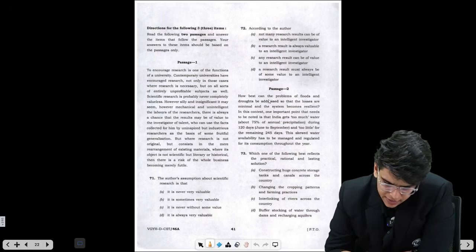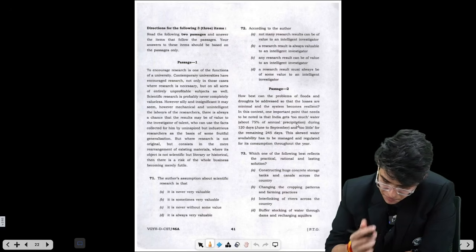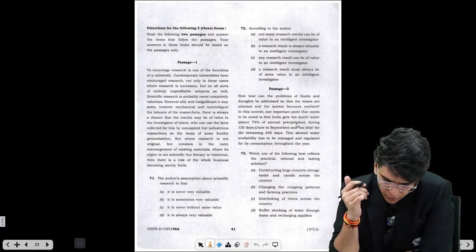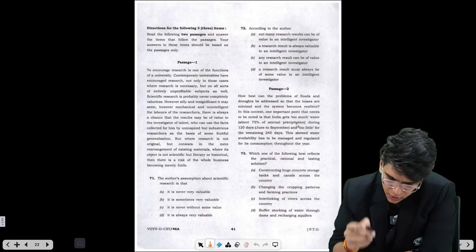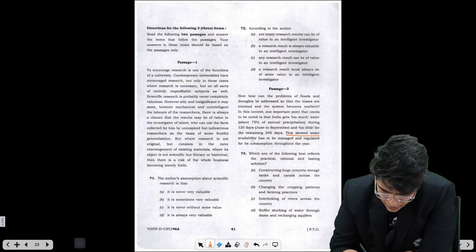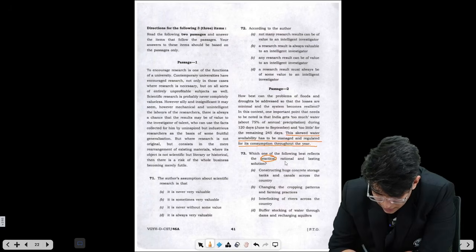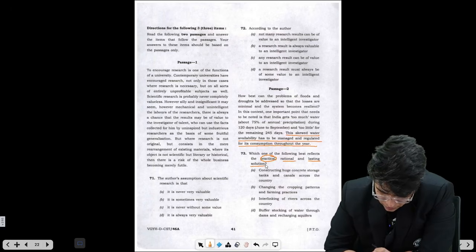How best can the problems of floods and droughts be addressed so that the losses are minimal and the system becomes resilient? In the context, one important point that needs to be noted is that India gets too much water, about 75% of annual precipitation during 120 days and too little for the remaining 245 days. This skewed water availability has to be managed and regulated for its consumption throughout the year. Which of the following best reflects the practical, rational, lasting solution?